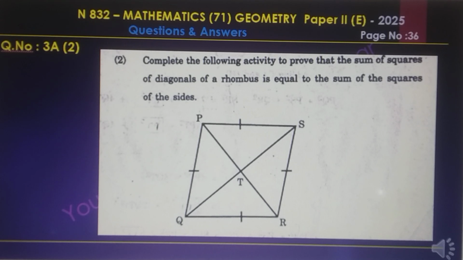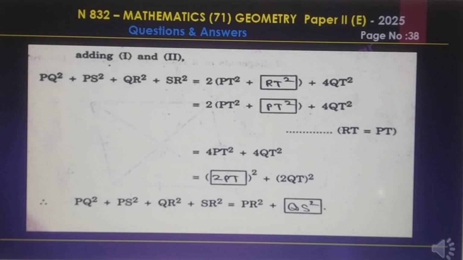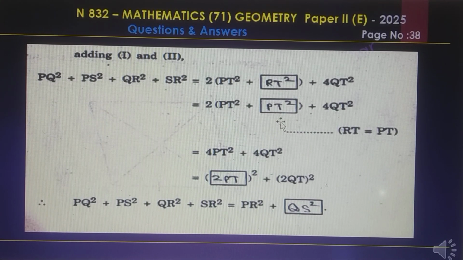Here is the question: complete the following activity to prove that the sum of the squares of the diagonals of a rhombus is equal to the sum of the squares of the sides. Here is the answer. I mention here 2PT square and 2RT square, and next 2RT square plus 2PT square. Finally we are getting 2PT squares and QA squares.